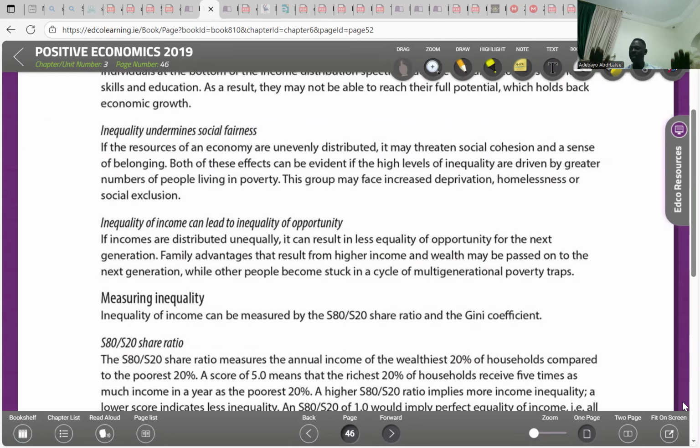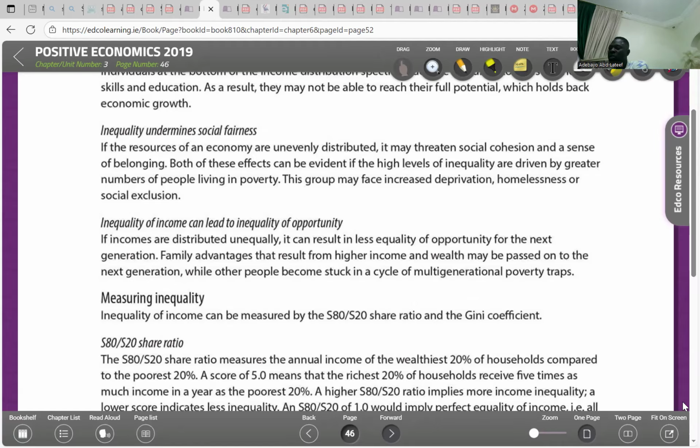Get the point here? Income cannot be equal anyway, but if the gap between the rich and the poor is so much, it means low income earners would not be able to have access to quality education. And because they don't have access to quality education, they will be trapped in the poverty trap, because they don't have money to spend on education that will lift them out of poverty. So they will be stuck in that poverty trap because they lack education and skills. You know, you need education and skills to get a job. It's only when you get a job that you have income. But now you don't even have education and skills. So that means you'll be there in the poverty trap.